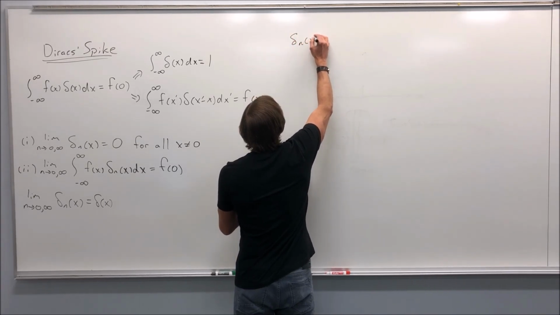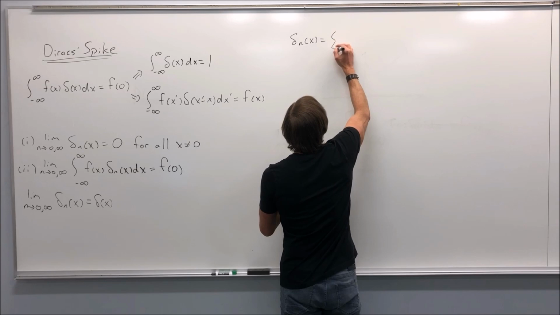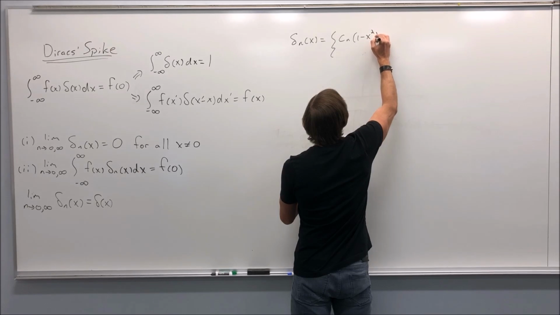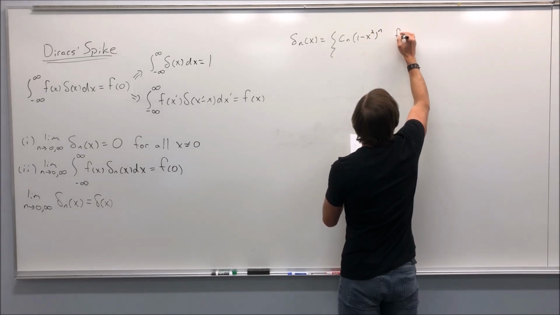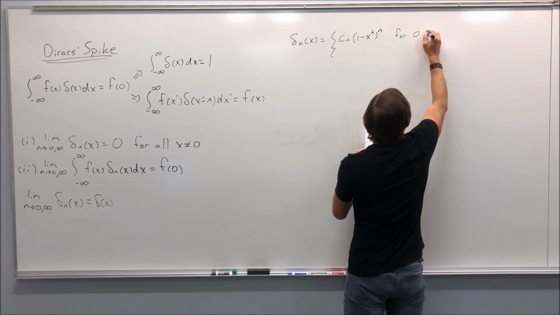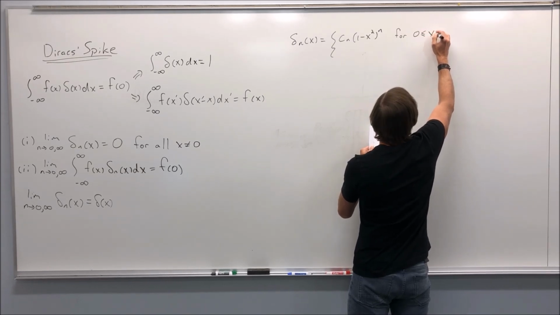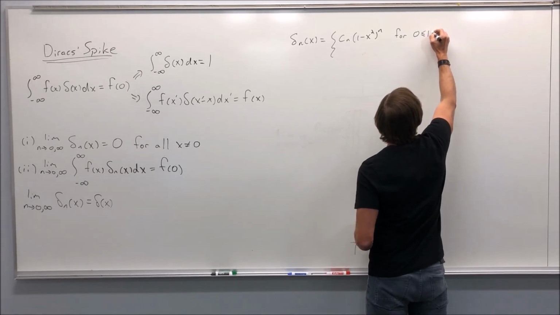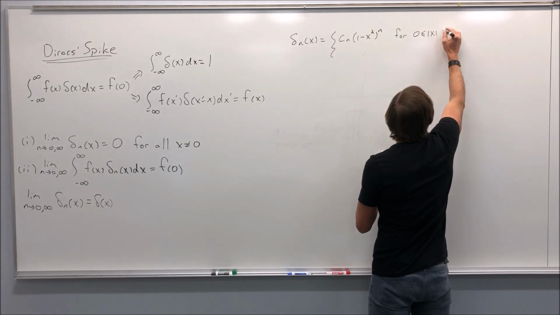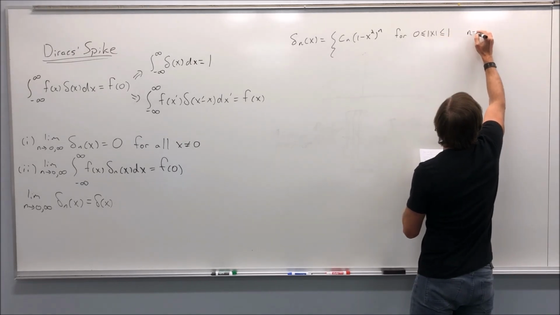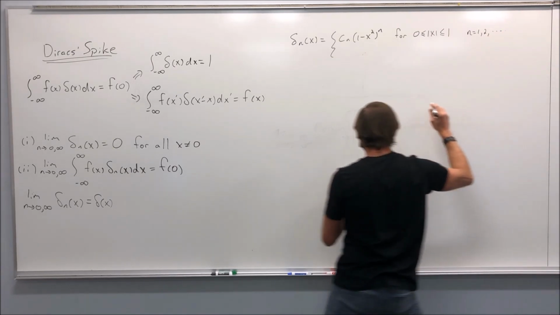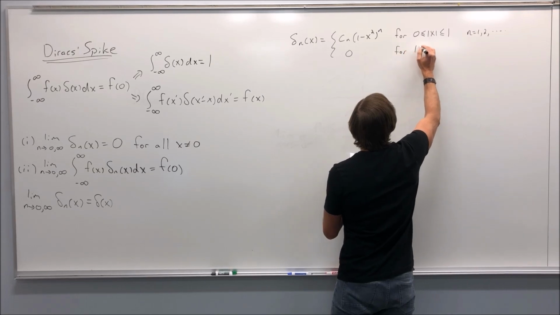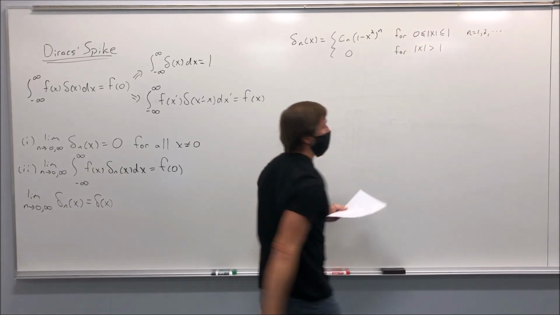Delta_n of x is equal to C_n (1 minus x squared) to the n for x greater than or equal to 0. That's the magnitude of x, and this should make it an x you can actually read. And less than or equal to 1, where n is 1, 2, and so on. And it's 0 outside of that.